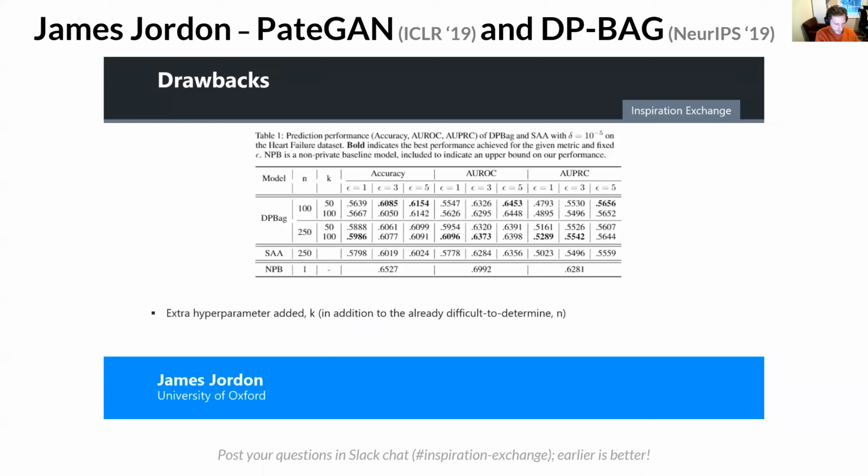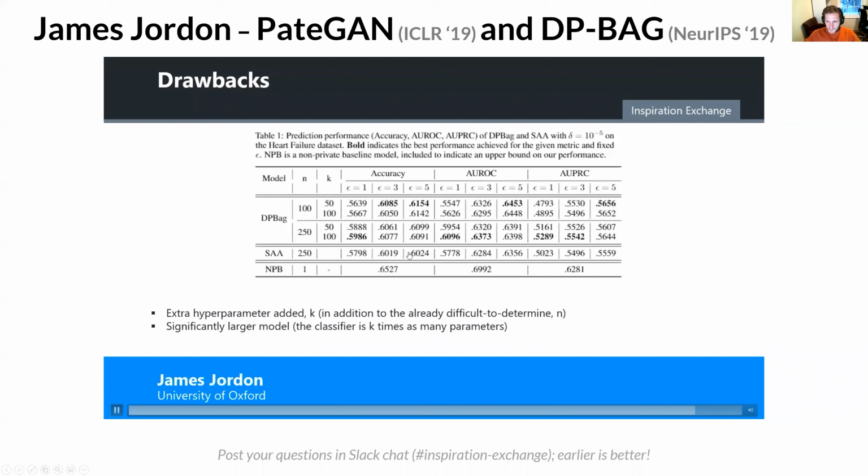One drawback which we cannot overcome, however, is that the model size itself increases k-fold over subsample and aggregate. As we train k times as many teacher models, e.g. in the n equals 250, k equals 100 setting, we are training 25,000 teacher models.